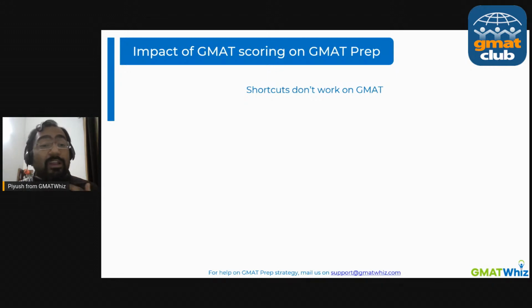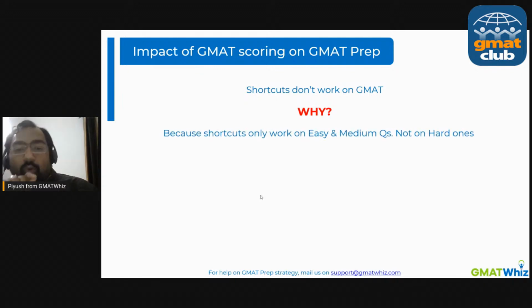Now, shortcuts will not work on GMAT. Now, you might think, why? Why so? Because understand it this way, guys, shortcuts will only work on easy and medium questions. They will not work on hard ones. Okay? Now, why is this important? Many of you may not be able to relate to this now, but remember this session, remember me.